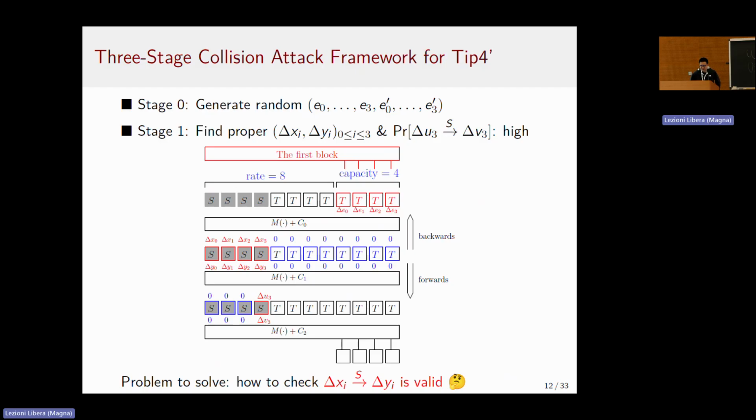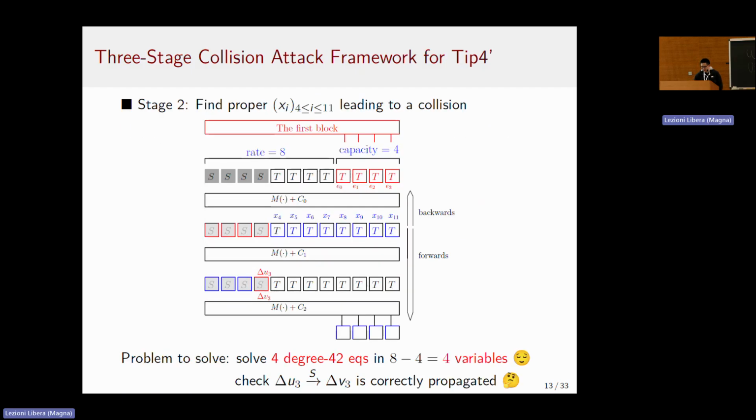And stage 1 and stage 2 are similar, but there are some differences. So first, at the second round, we only activate 4 S boxes. So all the other S boxes are set as inactive. And in the third round, we allow 1 S box to be active, but we fix its input-output difference in advance. So after stage 1, after we find such an input-output difference delta x, delta y, as well as the corresponding right input pairs, we can move to stage 2.